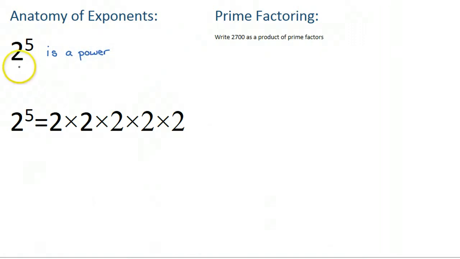There are two things we always want to identify when we're working with a power. The first thing is the 2, which is the base. The next thing, which in this case is the 5, is the exponent. When we're representing a power, we could write it out like this. 2 to the power 5 is said to be in exponential form.